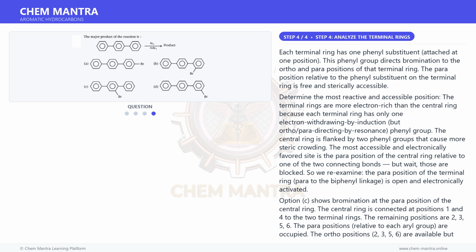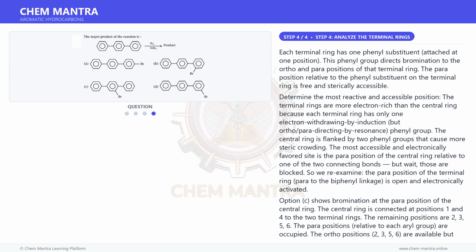The terminal rings are more electron-rich than the central ring because each terminal ring has only 1 phenyl group, which is electron withdrawing by induction but ortho-para directing by resonance. The central ring is flanked by 2 phenyl groups that cause more steric crowding.